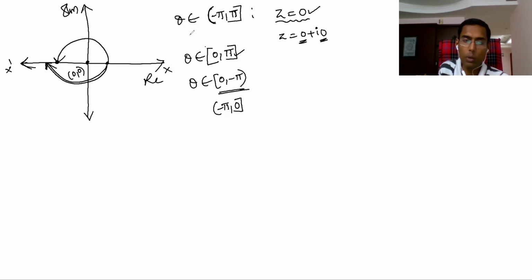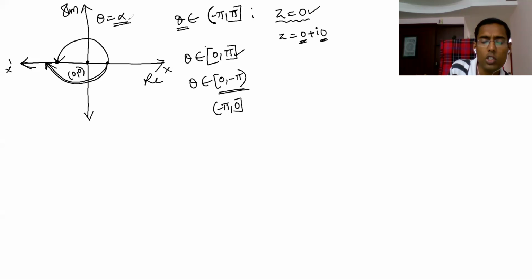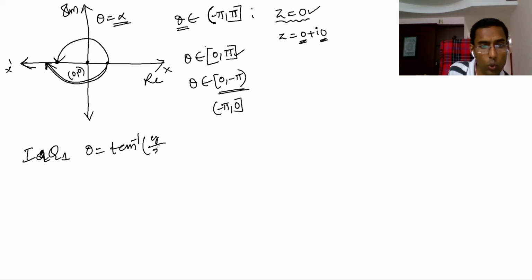So now, in principal argument, if theta is in the first quadrant, let's just write alpha. If it is in the first quadrant, quadrant 1, then you can simply write theta equal to tan inverse y by x. You can use this tan inverse y by x only when theta is in the first quadrant.